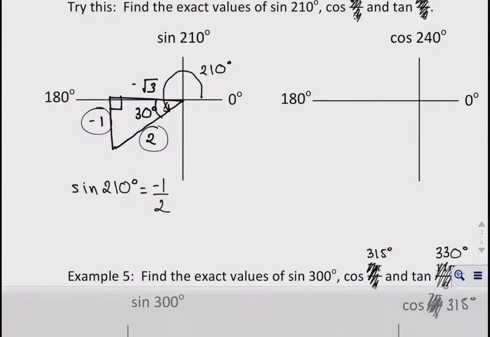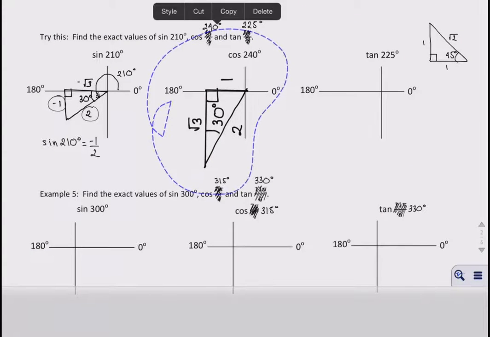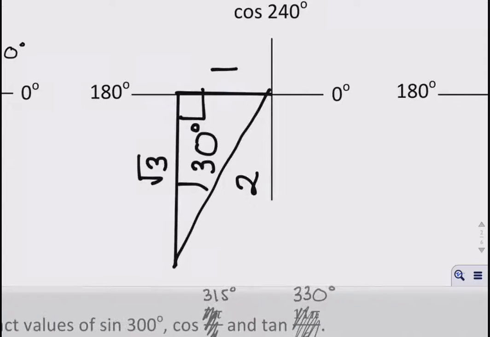Now for cos of 240, 240 lies in my third quadrant, and it's going to be 180 plus 60. So in this case, I'm going to be taking this triangle here. Let me cut it out. And I'm going to turn it around so that I have the 60 degree right there. Just put it in exactly right there. So this angle here is going to be 60 degrees.